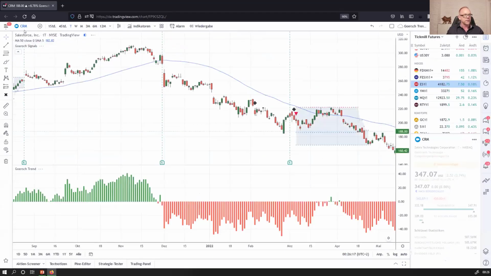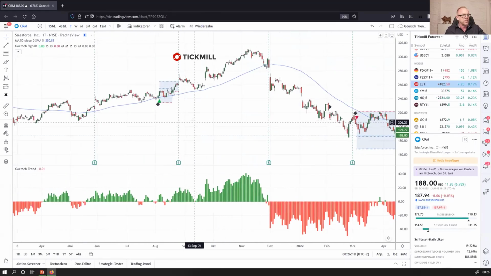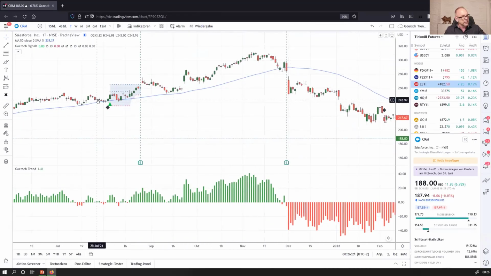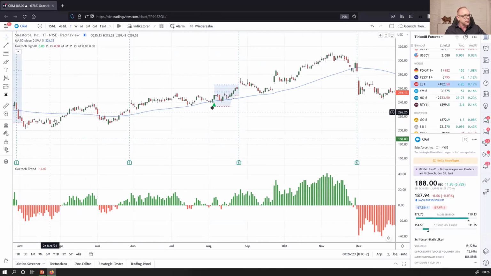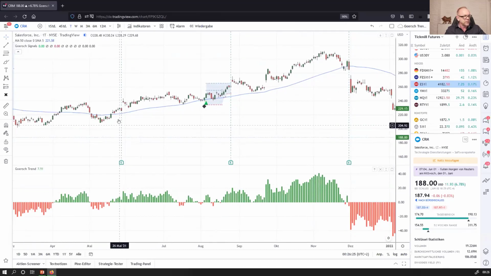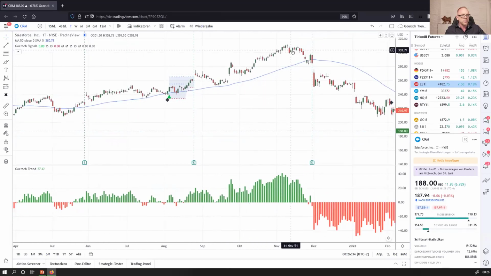Salesforce, I think everybody knows this stock as well. So we have been in a valid uptrend here. You can see this here, valid uptrend. We get the long signal, we hit the first profit target on the long side, we hit the second profit target on the long side, and then the market changes.